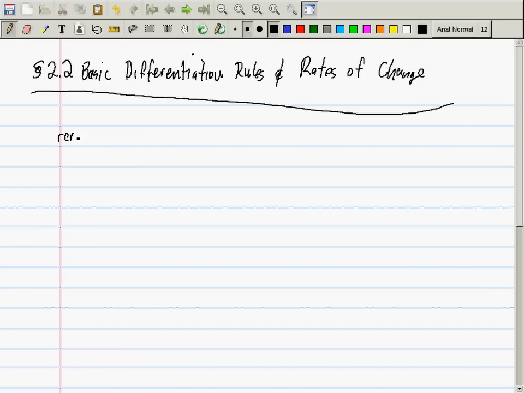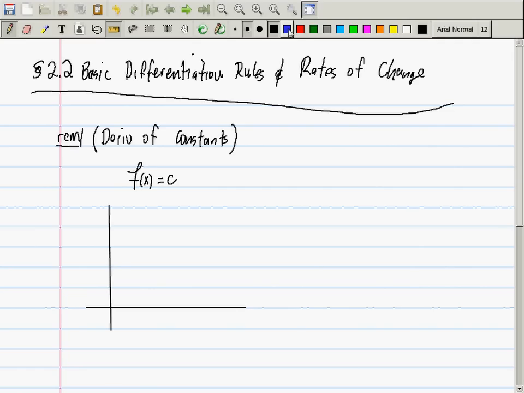So then here's the first remark. And this is about the derivative of constants. Okay, so now, let's suppose that we have some function f of x is c. And let's consider its graph. Just for the purposes of illustration and argument, let's assume that c is some positive value. So what would the graph of f of x is c look like? A line, but specifically, horizontal. It would be a horizontal line. So then maybe something like this, y is c.